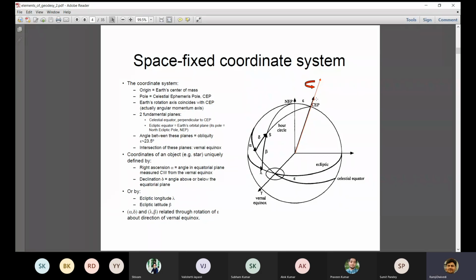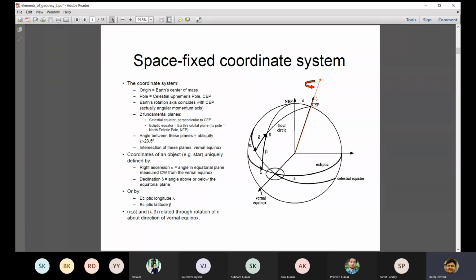One is the celestial equator, perpendicular to which is the CEP, and then the ecliptic, which is the Earth's orbital plane. Its pole will be called NEP, the north ecliptic pole, and vice versa, the south ecliptic pole. The angle between these two planes is the obliquity, which is 23.5 degrees. The intersection of these planes, when joined from the Earth's center of mass, points towards the vernal equinox.